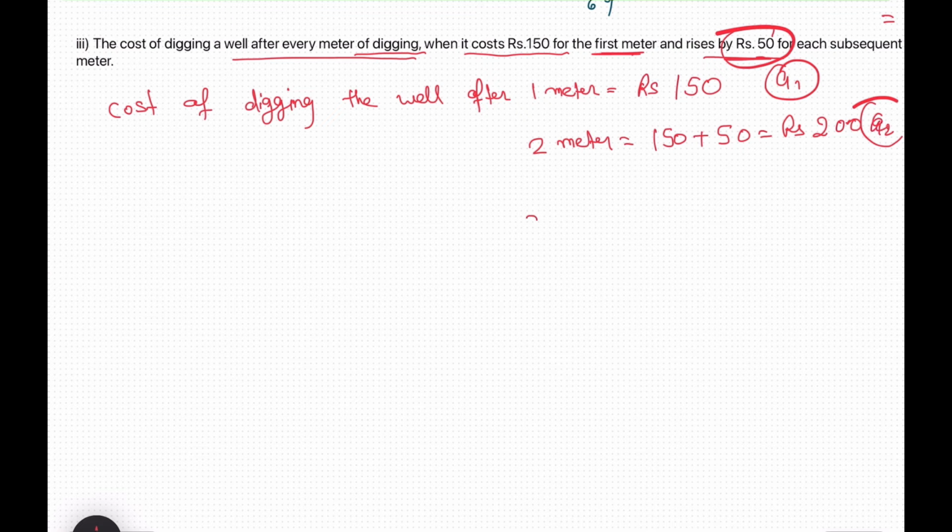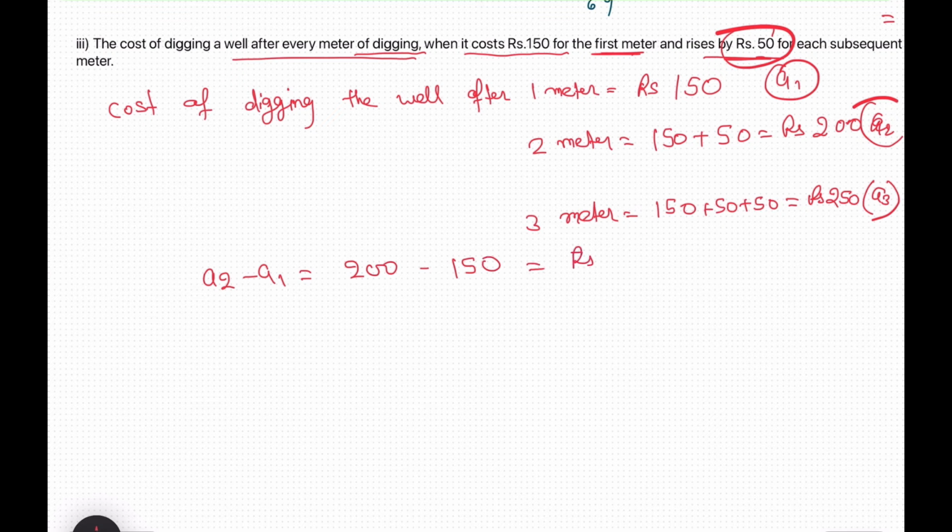After 3 meters, it will be what? 150 plus 50 plus 50, or 2 times 50 also we can say. So this will be rupees 250. This will be A3. Now from here, A2 minus A1 is 200 minus 150, that is rupees 50. Similarly, A3 minus A2 is 250 minus 200, and that is rupees 50 again.